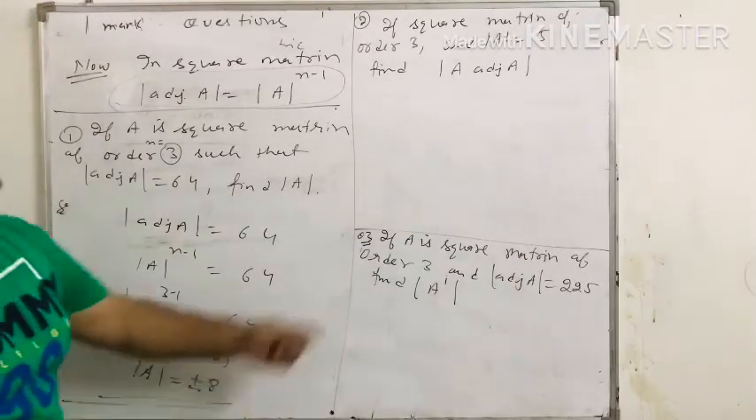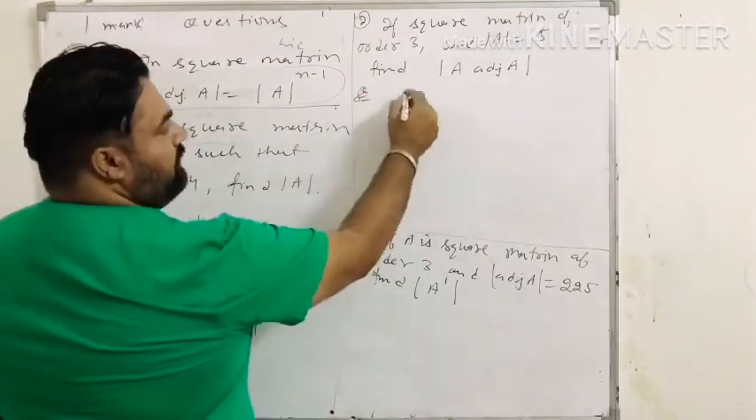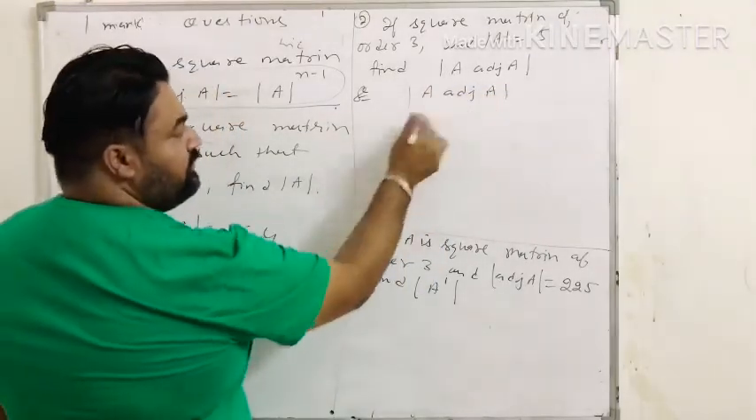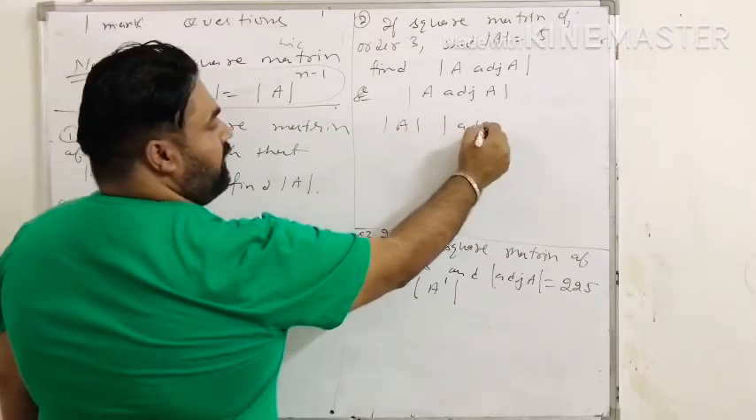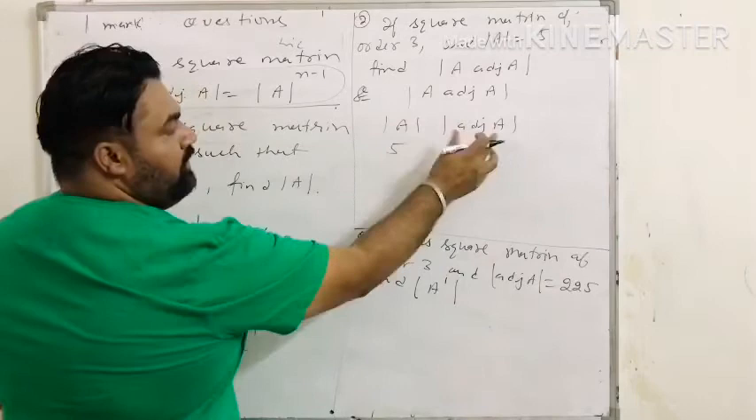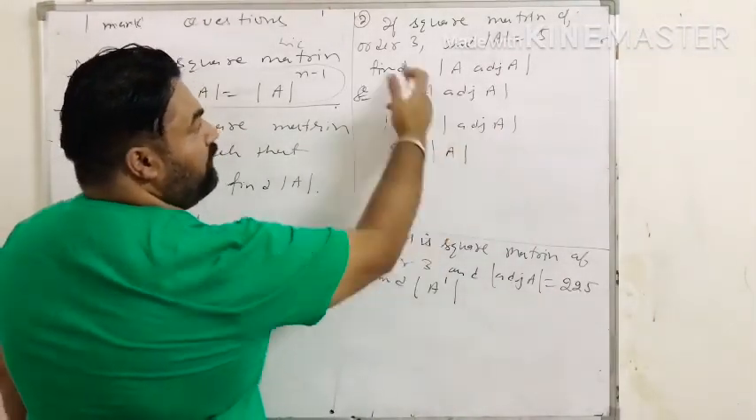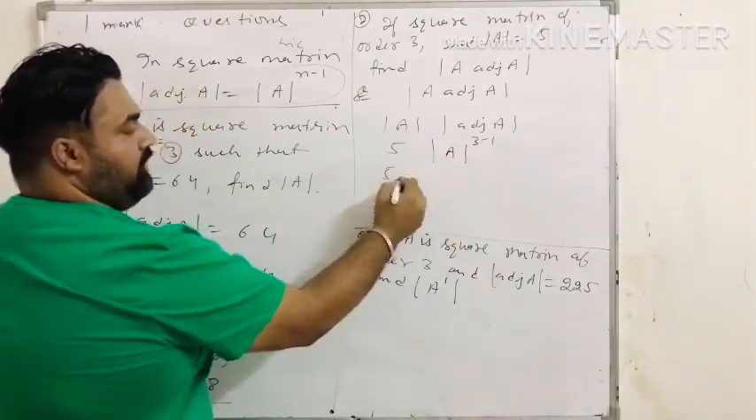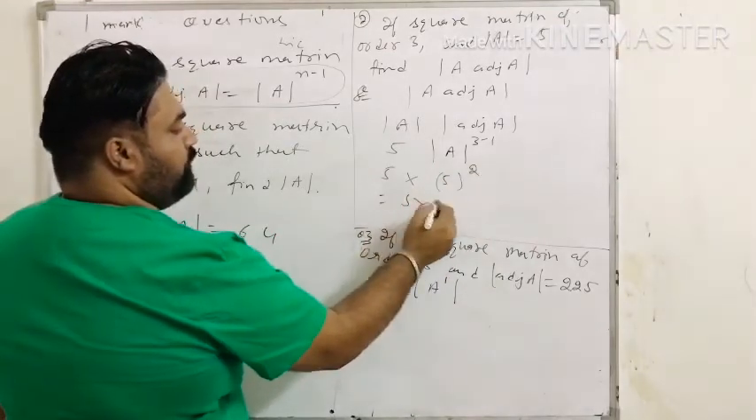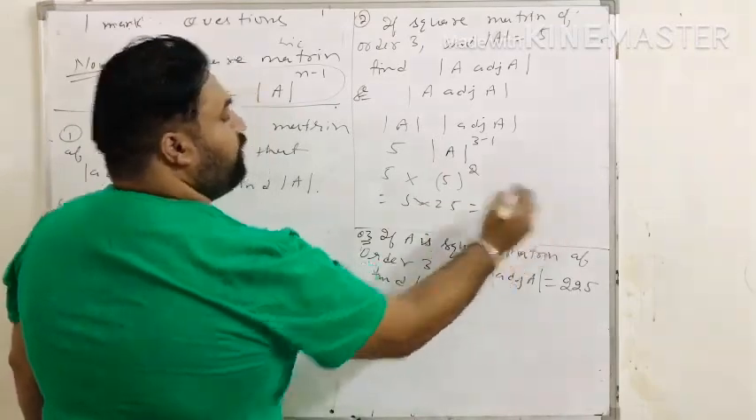Now we shift to this question. In this question we have to find the value of this expression. So we can write this as determinant A into determinant of adjoint A. Now what is the value of determinant A? 5. What is the formula of adjoint A? Determinant A raised to n minus 1. What is n? 3, so 3 minus 1 is 2. So 5 into 5 squared, which is 5 into 25, equals 125.